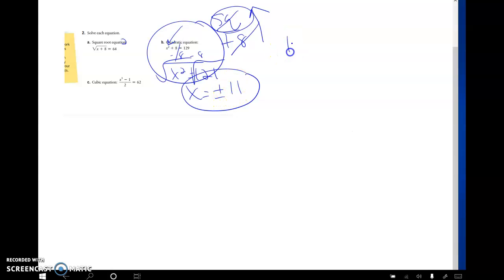And again, you can check 11 squared plus 8 really is 129. And if you sub in a negative, a negative times a negative is a positive, and you still get 129. So since they're both balanced, we know we're right.